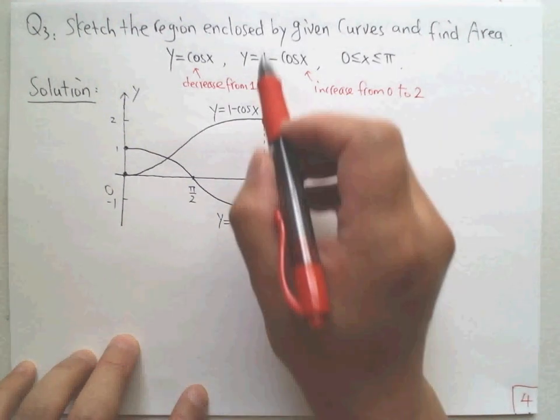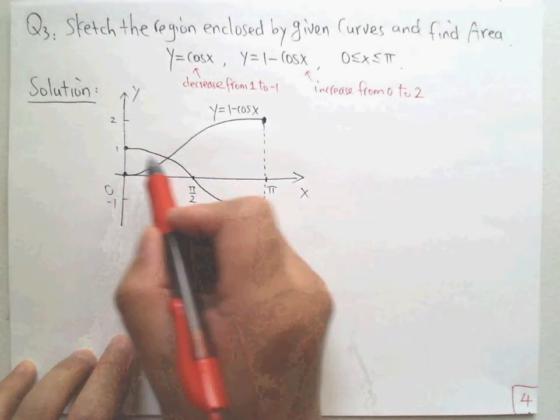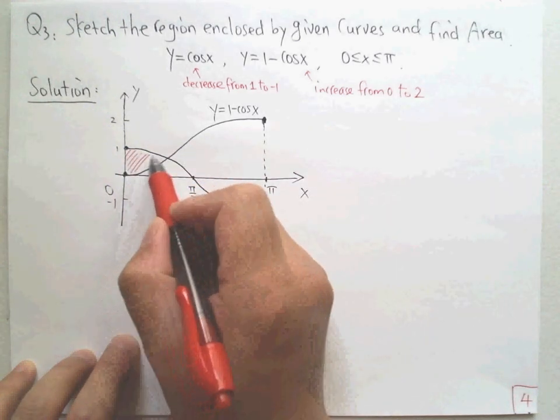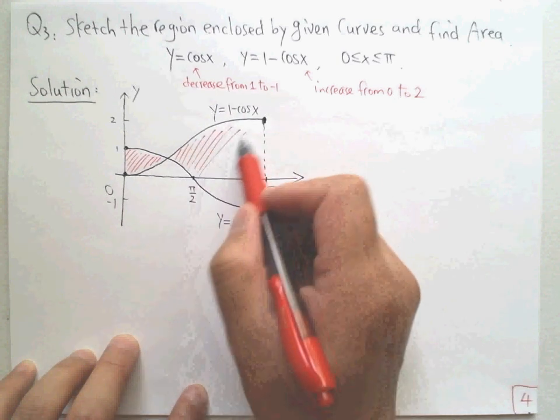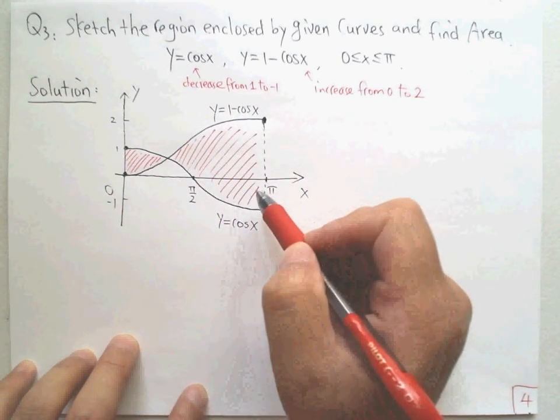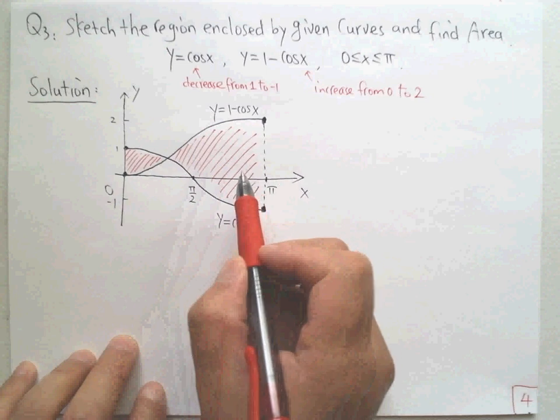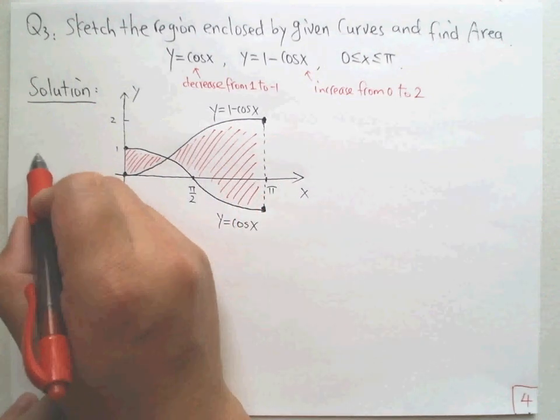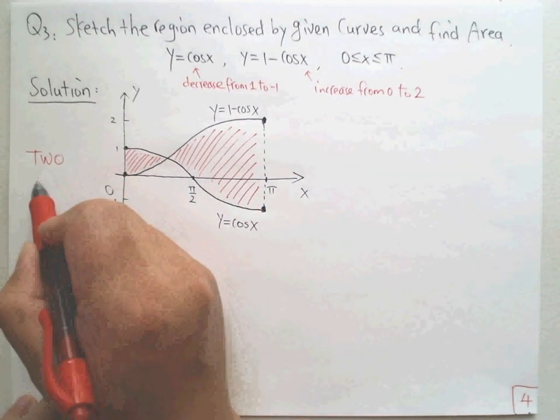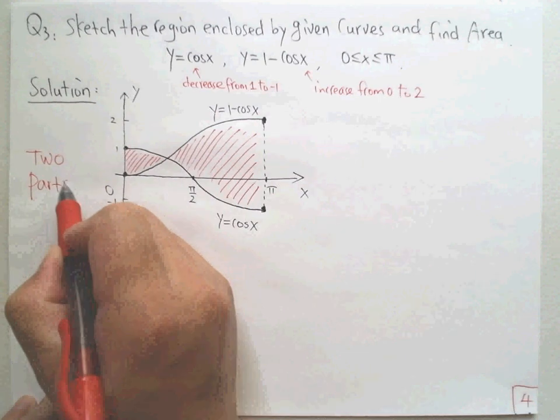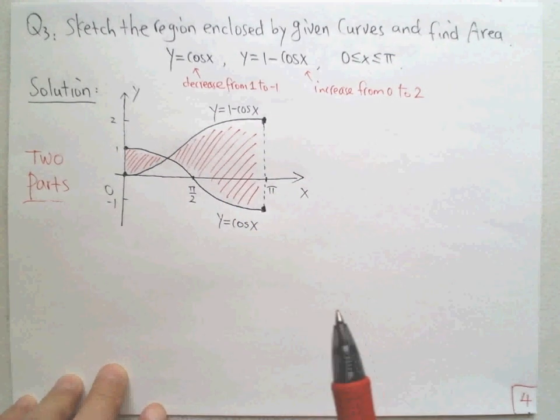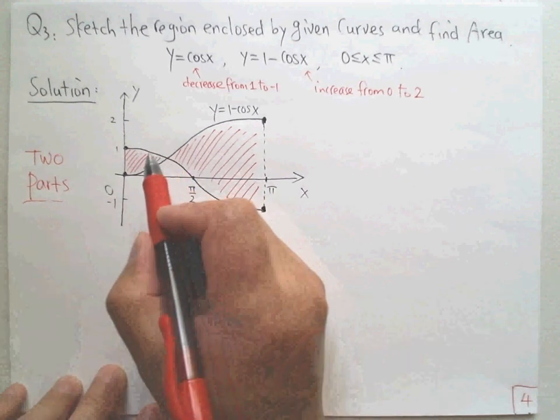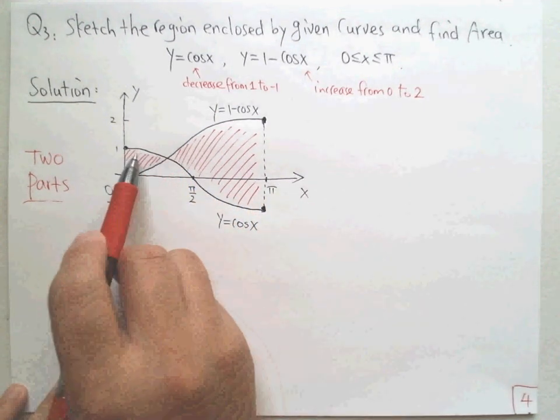Okay, now the graph is okay, but where is the region included? The region is from here. We can see clearly, right? Here, this part. What does it mean? This time we have one part and the second part. Like somebody says, we have two parts. We need to find the first and then find the second.